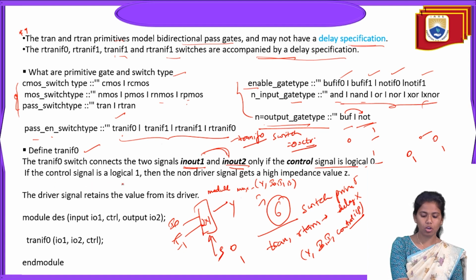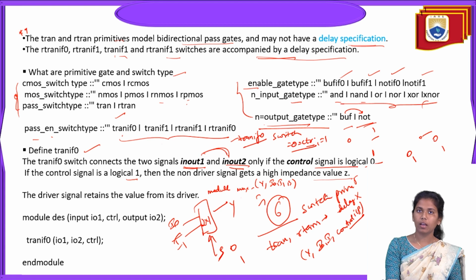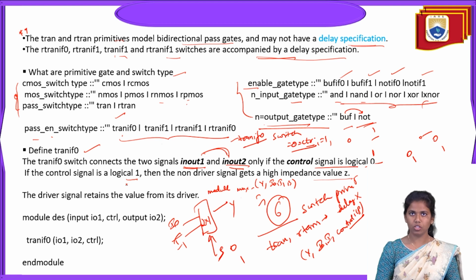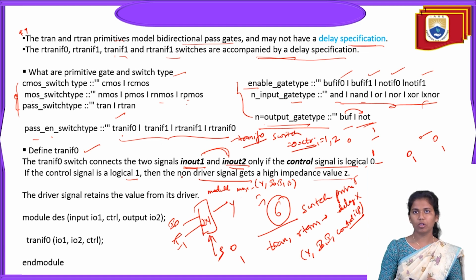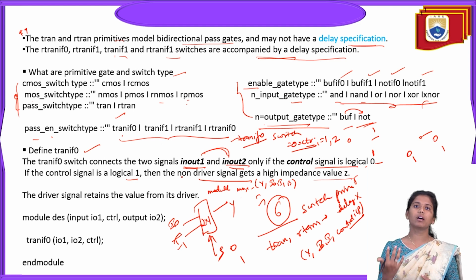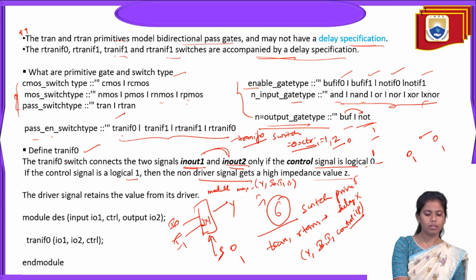If the control signal is logic 1, then the non-driver signal gets high impedance Z. So when the control signal is logic 1, the signal goes to the high impedance level, that is Z. Only if the control signal is 0 can the switch connect both signals, inout1 and inout2. Otherwise the output value goes to the high impedance value Z. That is about tranif0.